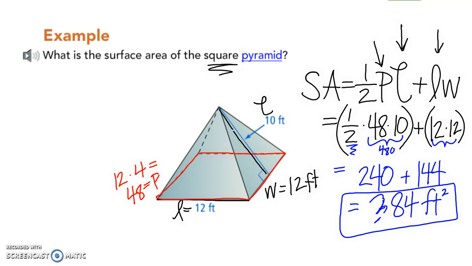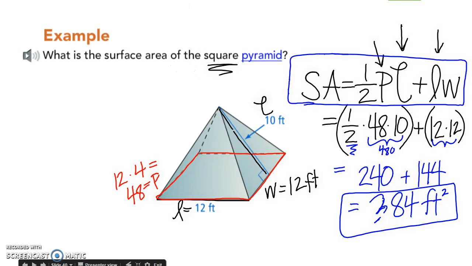All right, so our formula for the square pyramid, 1/2 P, the perimeter of the base, times the slant height, plus length times width, the area of the base. If you are stuck on that, maybe watch that example one more time. If you still have a question, raise your hand and I'm happy to help you.